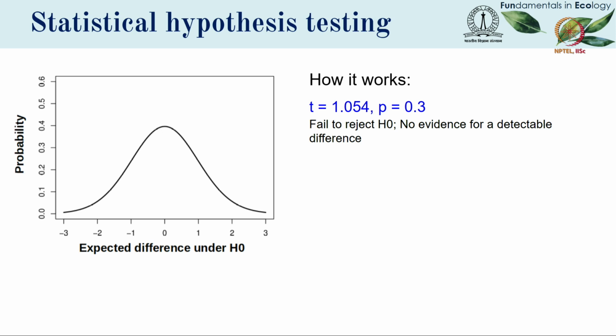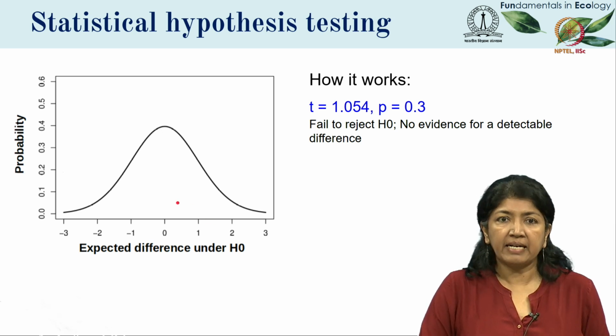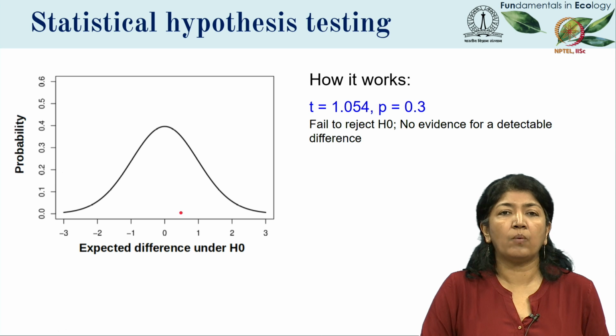So, let us take two examples. Suppose I get a standardized difference of 1.05. So, 1.05 lies somewhere here, and we usually calculate a two-tailed p-value.